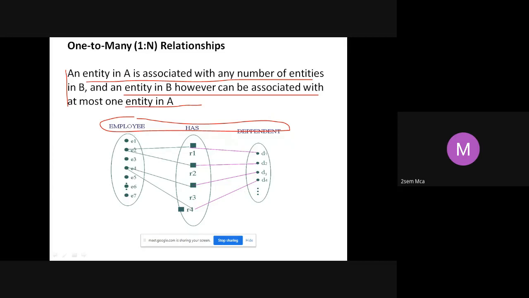See for example here, employee E2 has a dependent D1, and he has a dependent D2. Both are dependents. But if you look from this side, dependent D1 is associated only with one employee, E2. He cannot be associated with E1, E2, E3 and so on. Correct? So 1-to-many. An employee can have many dependents, but a dependent is associated back with only one employee. So that's why I said an entity in B can be associated with at most one entity in A. That is 1-to-many.